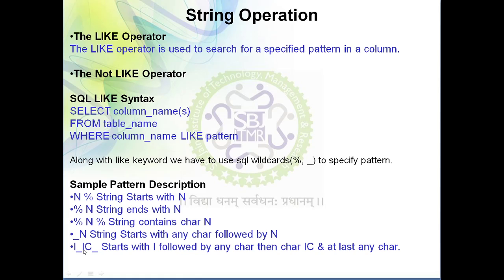Then another pattern can be there, just as I discussed, I underscore I C underscore. That means I want a string which starts with I followed by any character, but exactly 1 character. Then the characters IC will be there, and at the last exactly 1 character. When you want to specify such a kind of pattern, you need to make use of SQL wildcards.